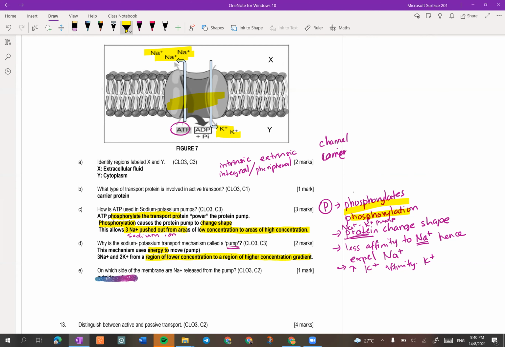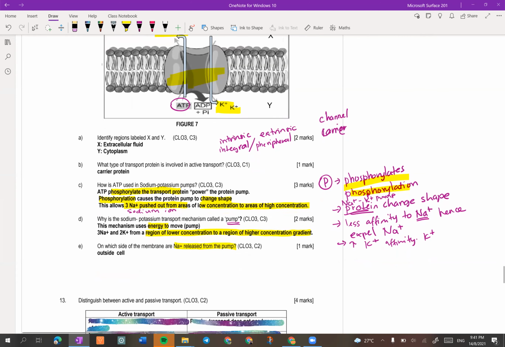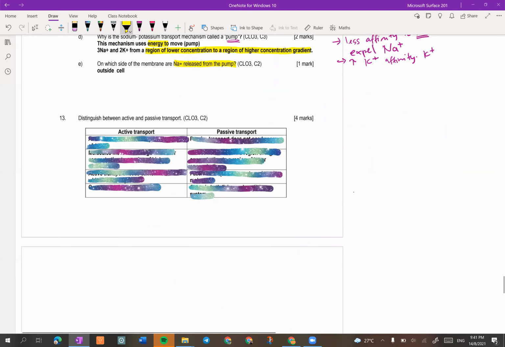E. On which side of the membrane are sodium released from the pump? So dekat sini dia tanya, which side of membrane sodium being released from the pump? So jawapan dia adalah outside of the cell. Okay, seperti kita cakap tadi, dia adalah extracellular fluid, so dia adalah outside of the cell.